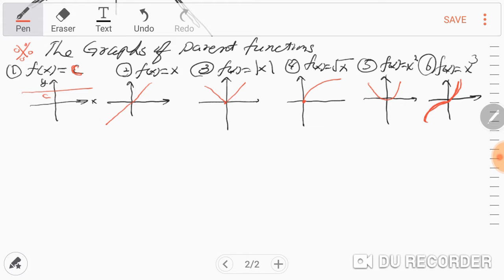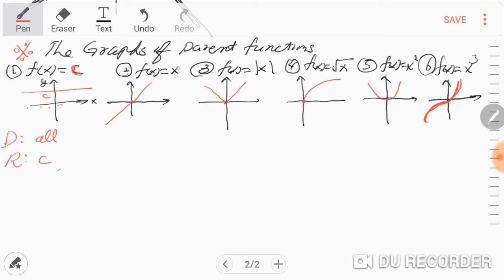And for each function, let's check the domain and the range. Okay, the domain is what? The domain is the x values, so x is all real numbers, as you can see here, and x can be any real number. How about the range? The range is the y value. In this case, the y value is only c.